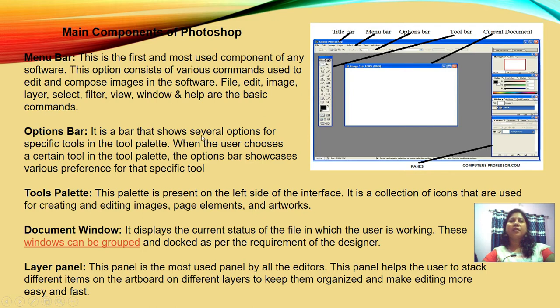Okay. Now next let's go to the tools palette. This palette is present on the left side of the interface. It is a collection of icons that are used for creating and editing images, page elements and artworks. Okay, this is the tool palette. Now next is your document window. It displays the current status of the file in which the user is working. This window can be grouped and docked as per the requirement of the designer.